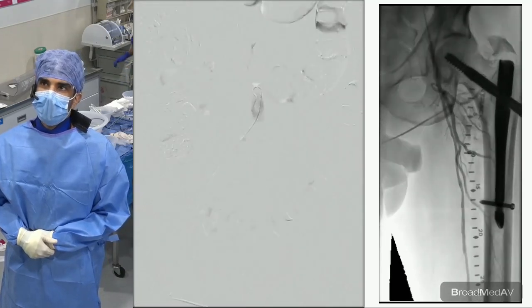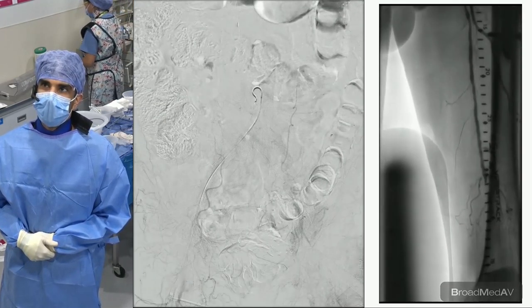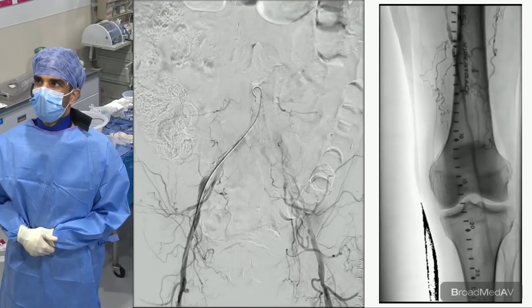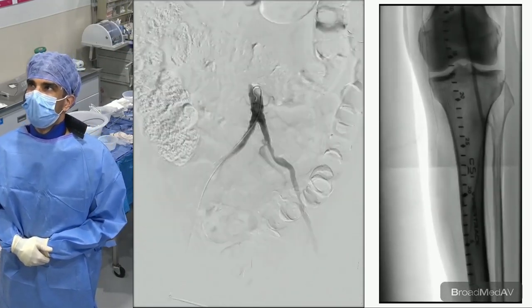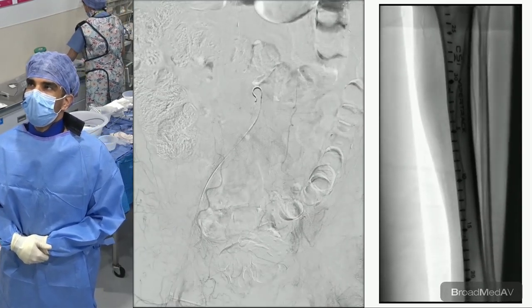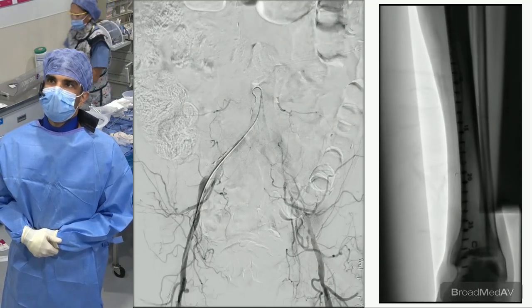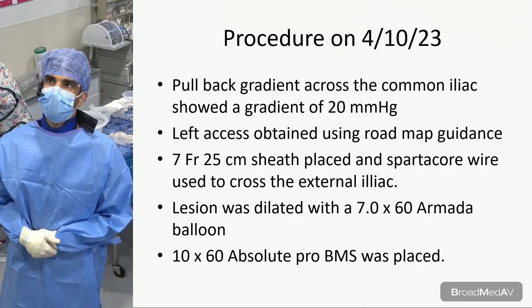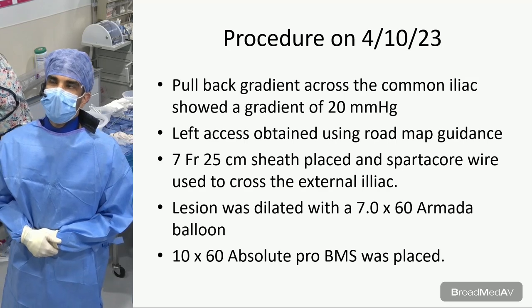This is the picture from last week. You can see he's got a severe stenosis right there, right at the takeoff of the internal iliac going down into the external on the left side. And on the runoff, you can also see a three-vessel runoff with a short segment CTO in the mid-segment of the left SFA. Next slide.